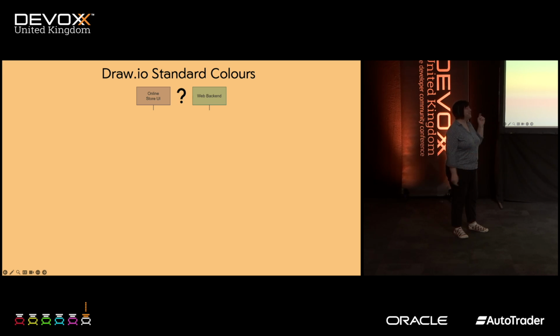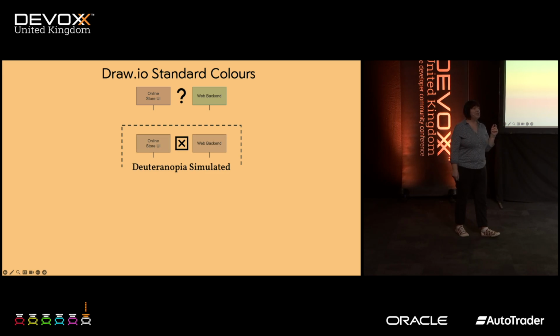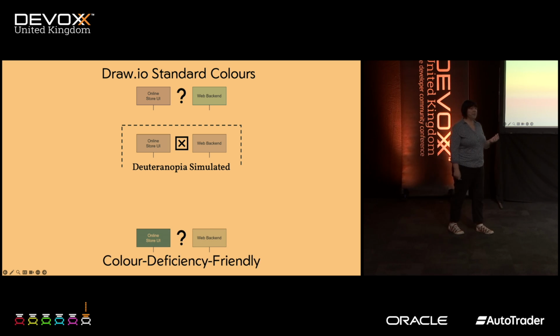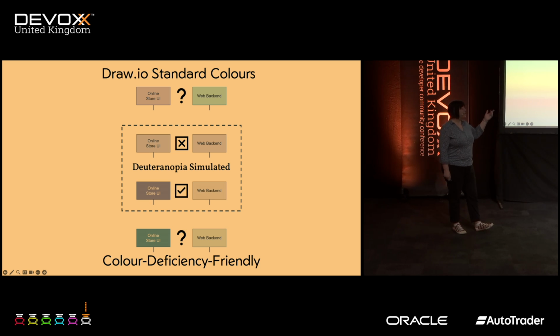Nope. So these are a couple of colours from standard Draw.io. If we have a look at them and simulate Deuteranopia, they're basically the same colour. You can't tell the difference between them. There is no point in using those two colours. If we take some colours from my colour deficiency friendly one and we simulate it, you can see the colours are different to standard. There's nothing you can do about that. But they do look different from each other. And so we can see that this top scheme is not colourblind friendly, whereas the bottom one is.